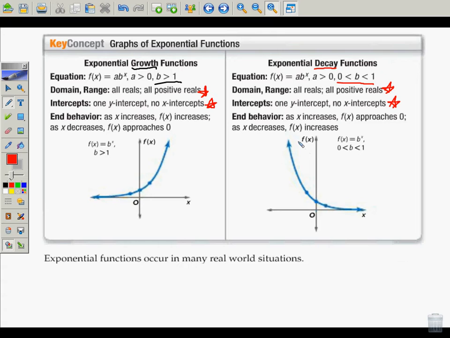For decay, as x increases, f of x or y approaches 0. And as x decreases, f of x or y increases. They're kind of the same, except growth you go up, decay you go down.